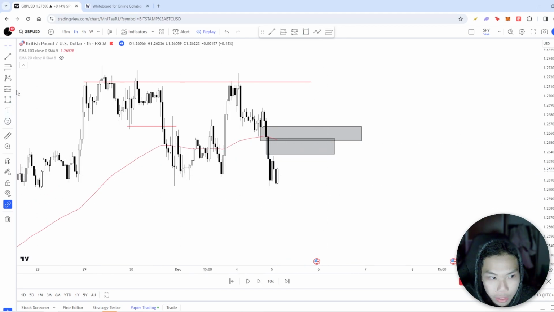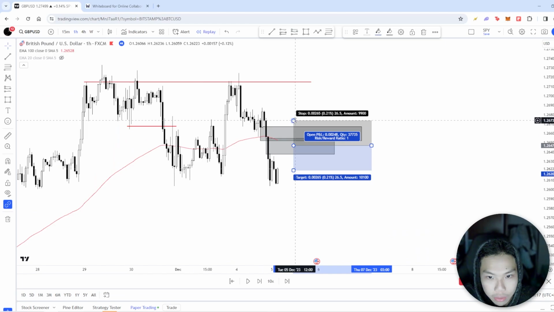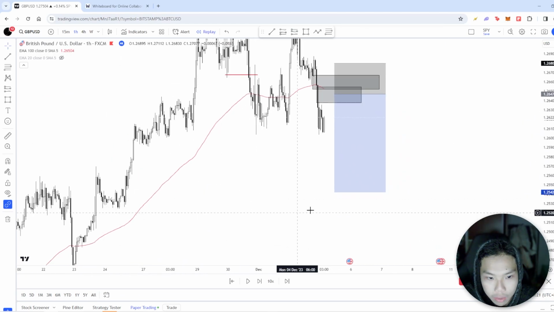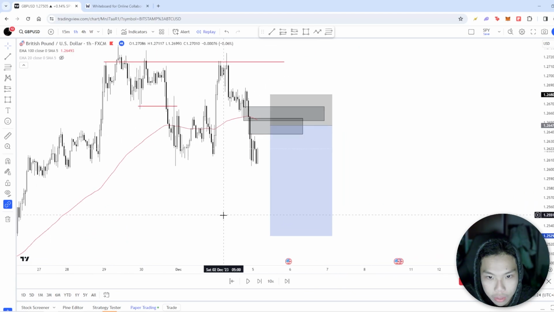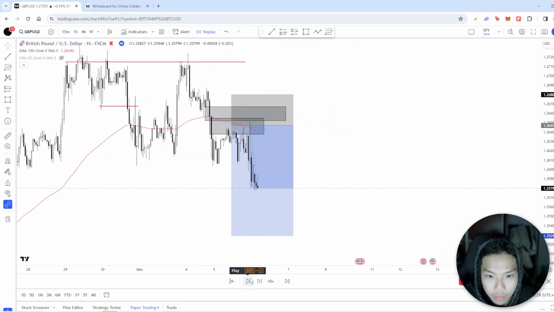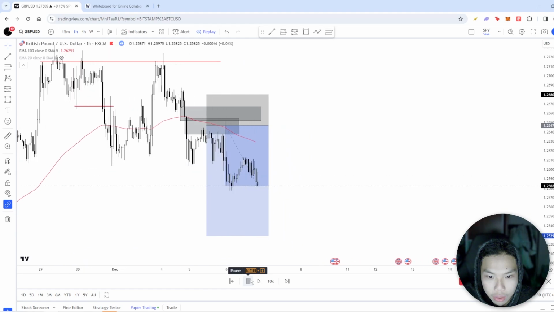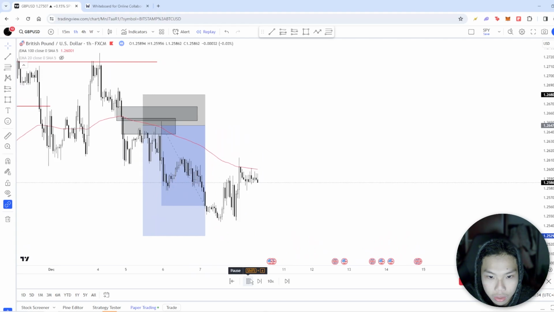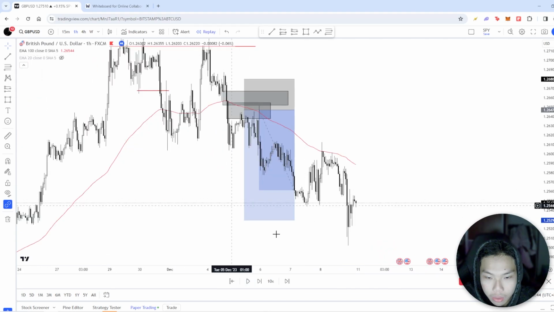So I'll get an entry here, somewhere in the mid level, right? And then I'll just aim for all the liquidity down here. Let's see what happens. Okay, I got a few over here. Yep, so this is a complete trade.